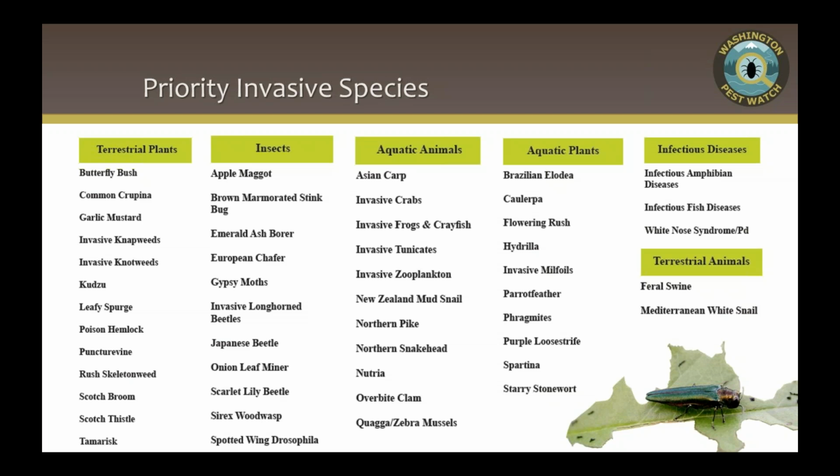This is our priority species list. It's a group of 50 different priorities, and this is relevant because the app primarily focuses on these, although we do include noxious weeds, which is another way to say invasive plants. We try to include all noxious weeds.